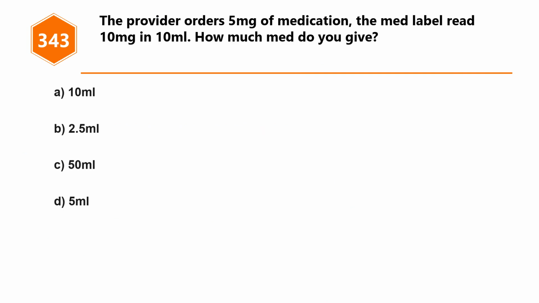Question 343. The provider orders 5 mg of medication. The med label read 10 mg in 10 milliliters. How much med do you give? Option A, 10 milliliters. Option B, 2.5 milliliters. Option C, 50 milliliters. Option D, 5 milliliters.